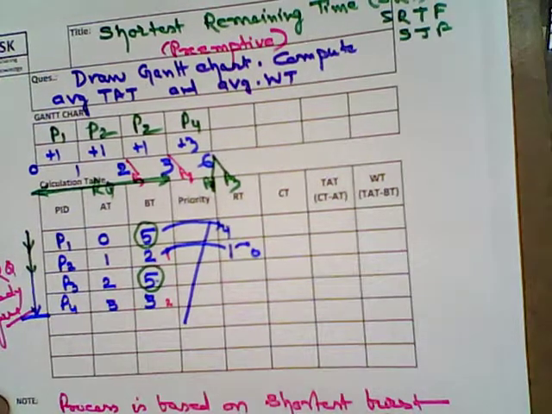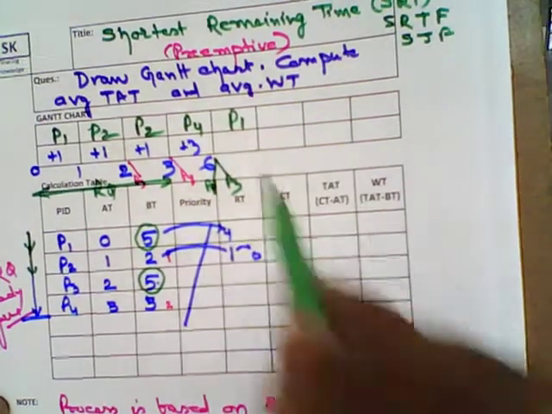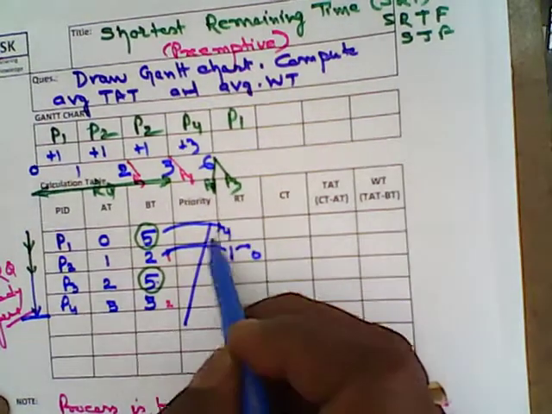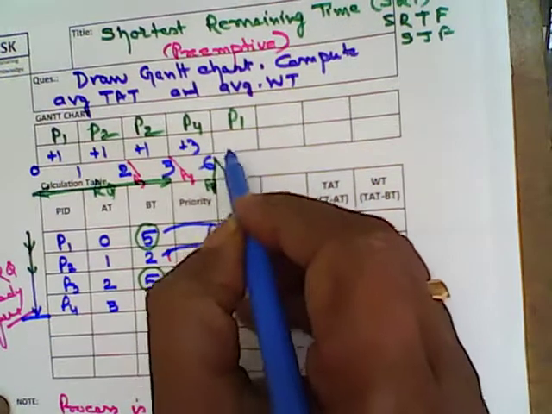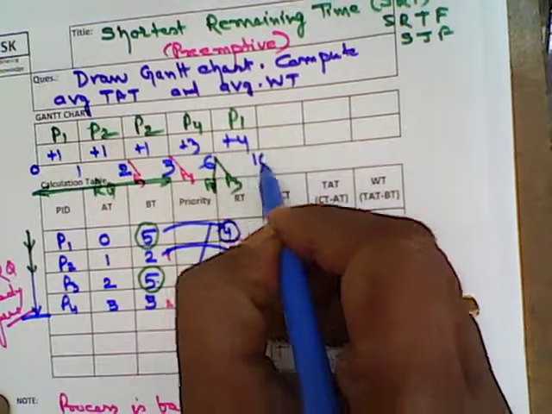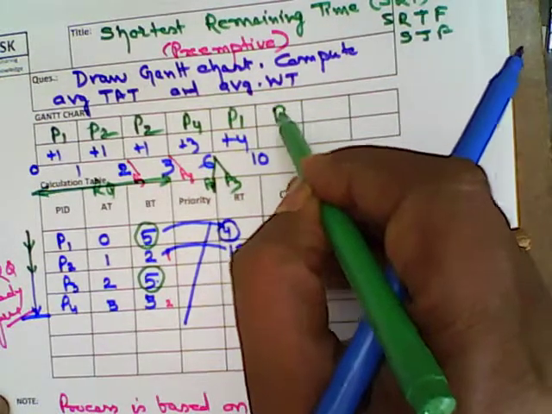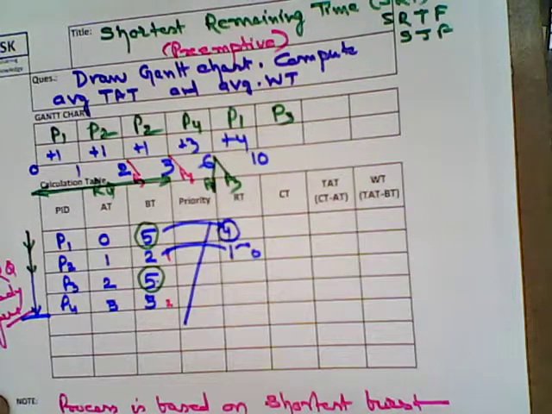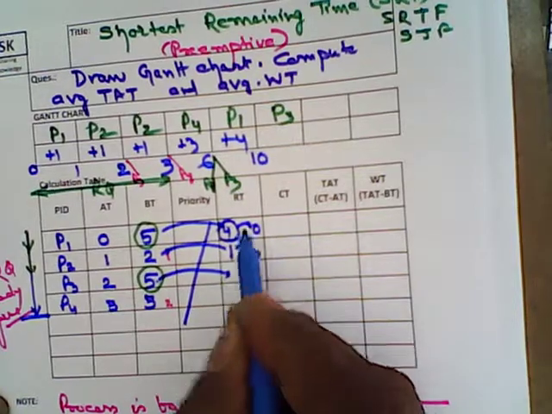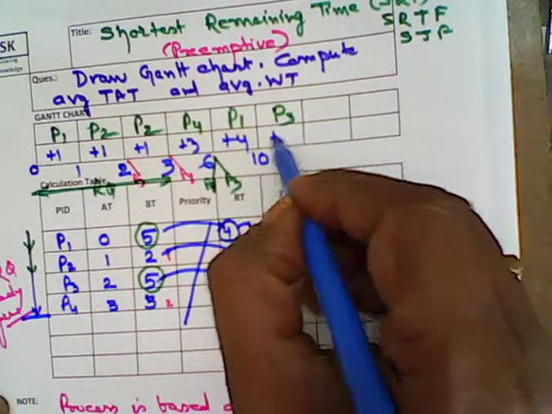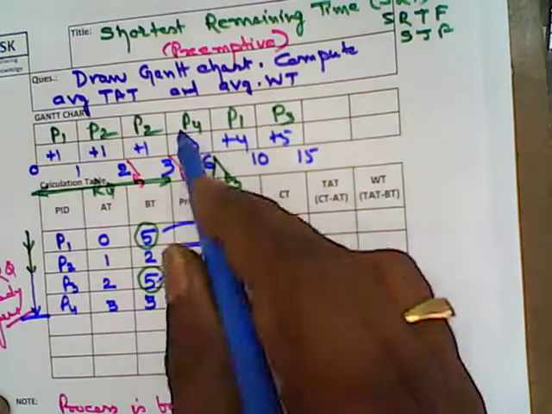Now P1 will process for how much time? This has -1, so 4. So it will process for 4 units of time. So we put 4, it becomes 10. After P1, we have to put subsequently P3. Now P3 will process for how much? It will process in full. This becomes 0. So +5, it becomes 15. This is also 0, because P4 is 0. So here it completes the whole process under 15.